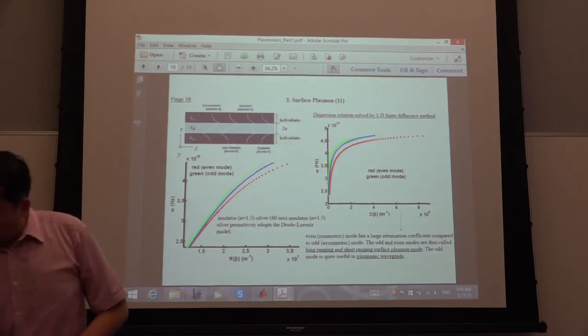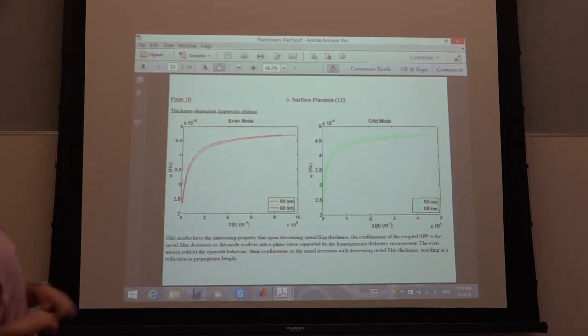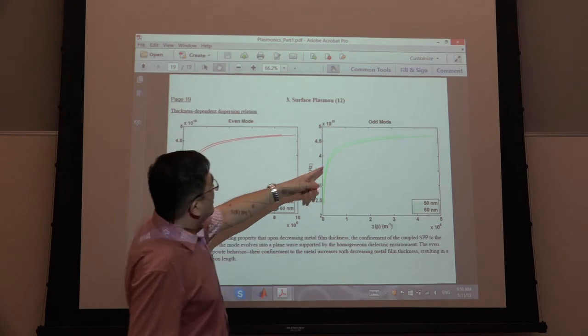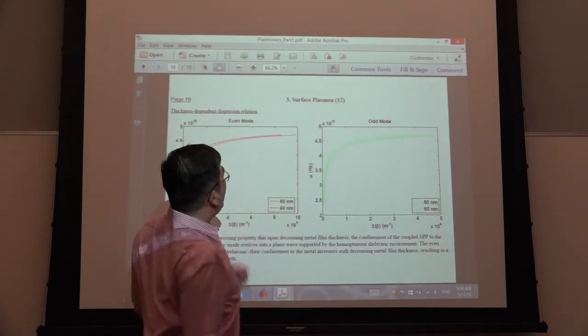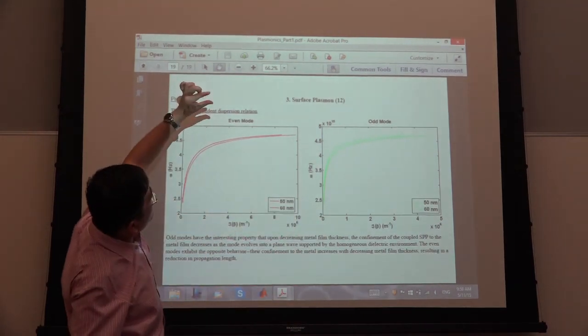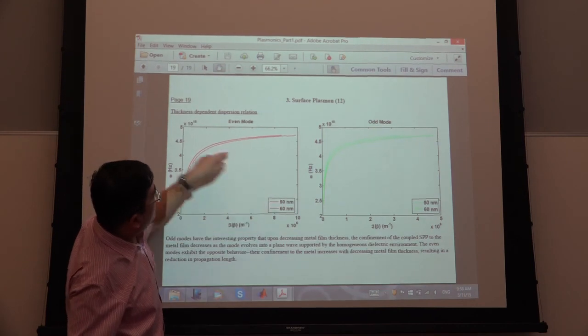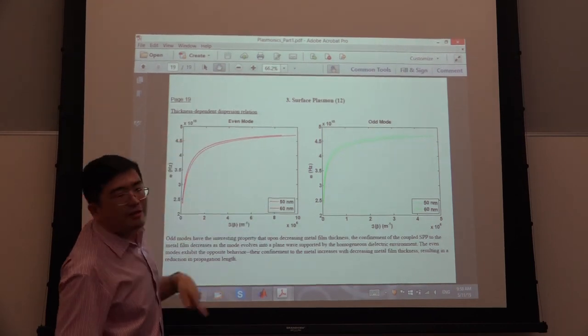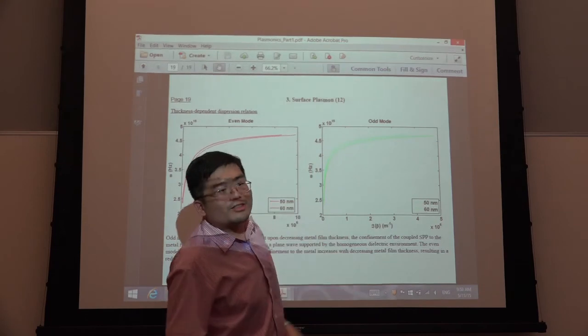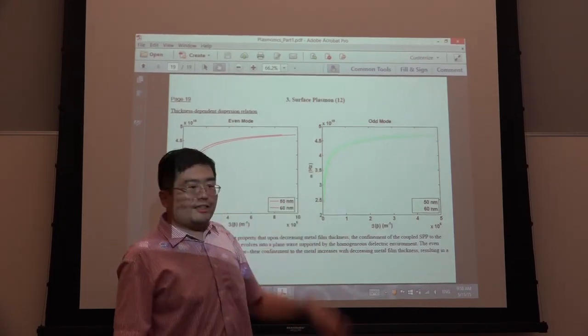Okay, so this is the nature, in both cases, in the forward and in the backward. You can see this has a different trend: while decreasing the thickness, for this even mode the loss increases, but for the odd mode it decreases. You can see the two lines are the same.